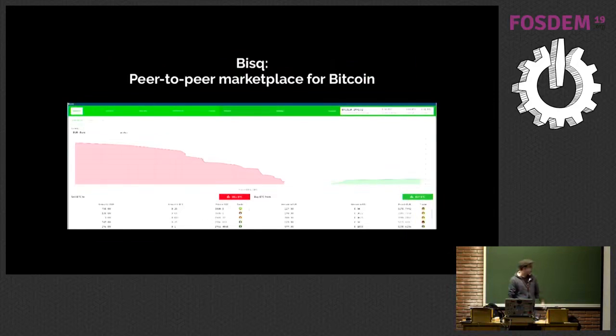This is what Bisq looks like. It's a screenshot from the software. No surprises here. I mean, if you've seen some kind of exchange or a place to buy and sell Bitcoin, that's more or less how it looks. There are asks or bids.